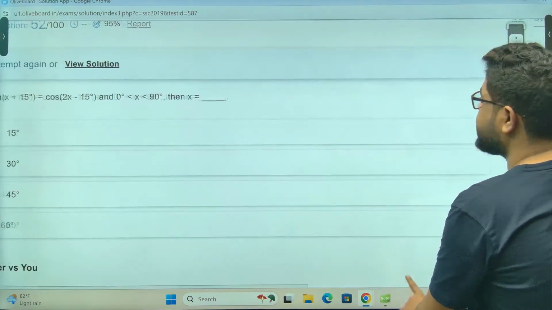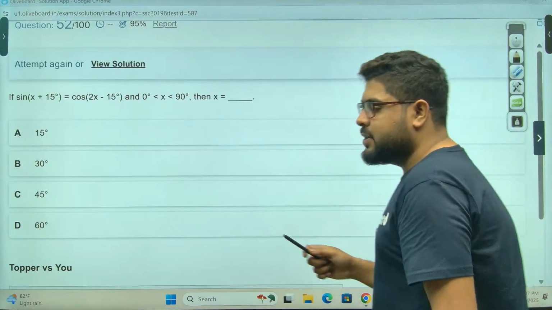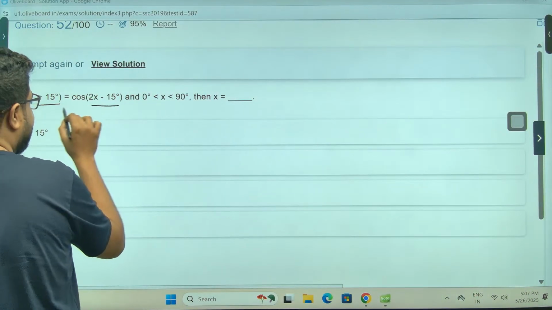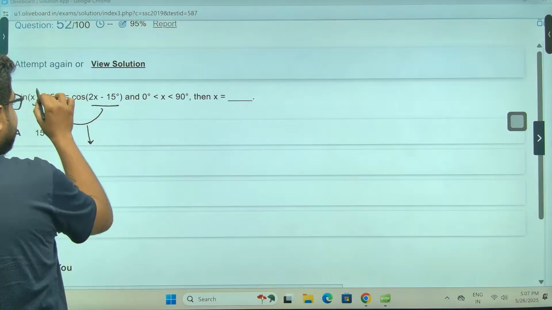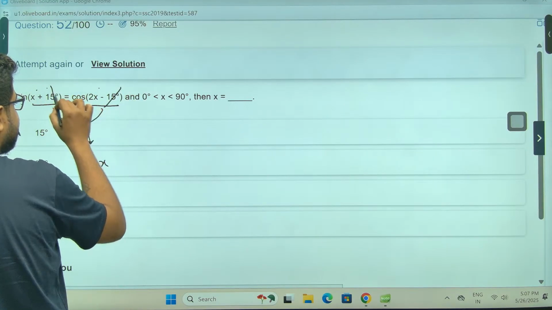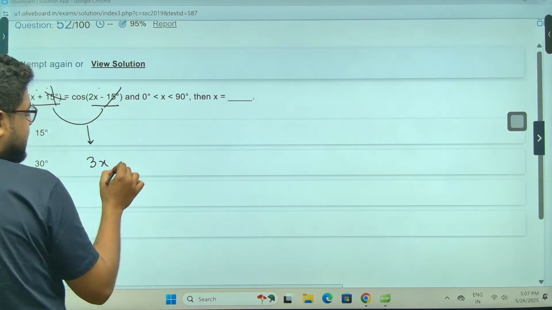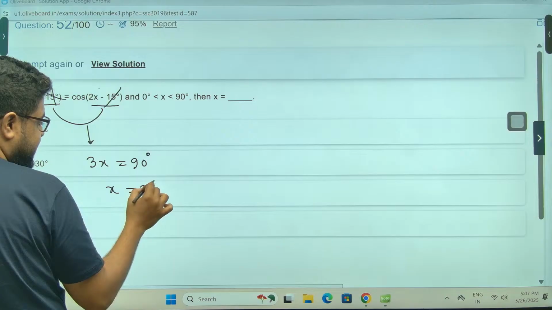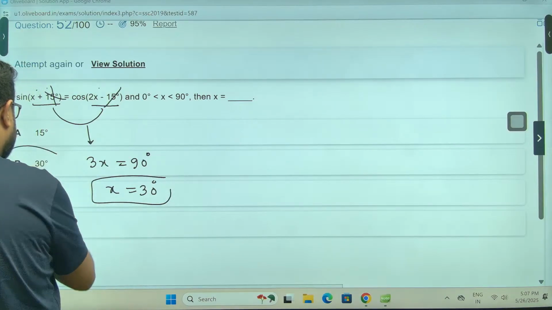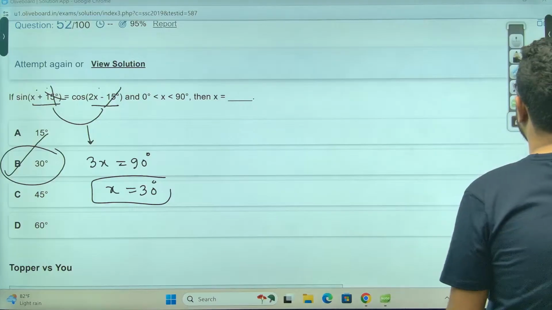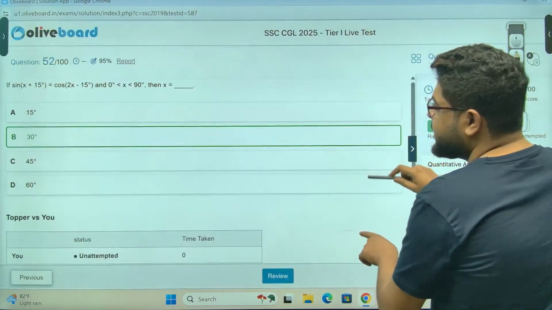Again, a complementary angle, as I can see. Sine and cos means complementary angles, which means the sum of these two angles must be 90. X plus 2x, 3x. Plus 15 minus 15 is gone. So 3x is equal to 90 degrees, x is 30 degrees. It was a 10-seconder. Option B is most definitely your correct answer.